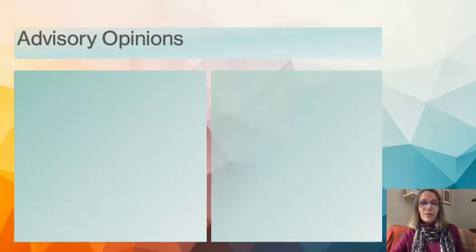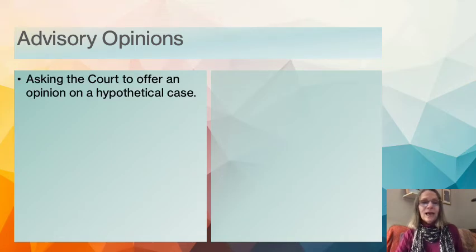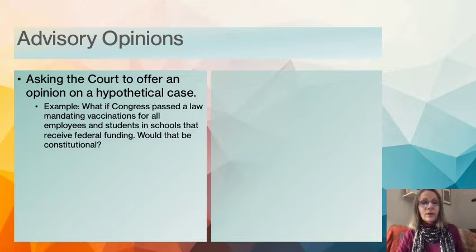Okay, so let's start with advisory opinions. And advisory opinions are pretty easy to understand. What an advisory opinion is, is asking the Supreme Court to offer an opinion on a hypothetical case. So here's an example of a potential hypothetical case. Let's say, what if Congress passes a law mandating vaccinations for all employees and students in schools that receive federal funding? Would that be constitutional?